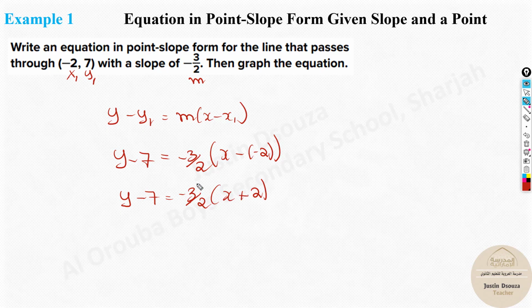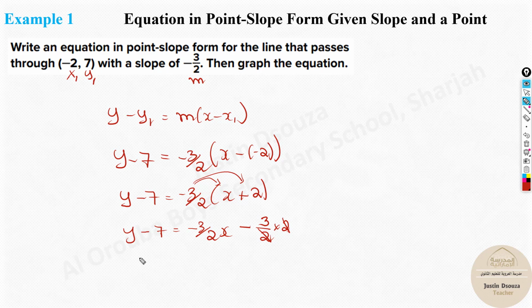Now here you need to use distributive property, that is multiply this inside. What happens here is y minus 7 equals negative 3 by 2x. Don't forget, it's a distributive property. There are parentheses or brackets. That means this negative 3 by 2 is multiplied with x and with the number 2. So minus 3 by 2x, and it will be minus 3 by 2 into 2, which 2 and 2 cancel.